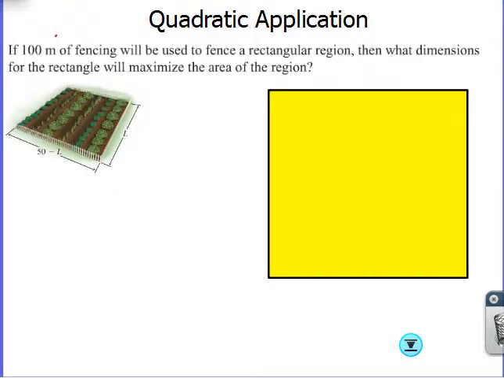First application problem for quadratic equations. 100 meters of fencing will be used to fence in a rectangular region. Then what dimensions for a rectangle will maximize the area of your region?